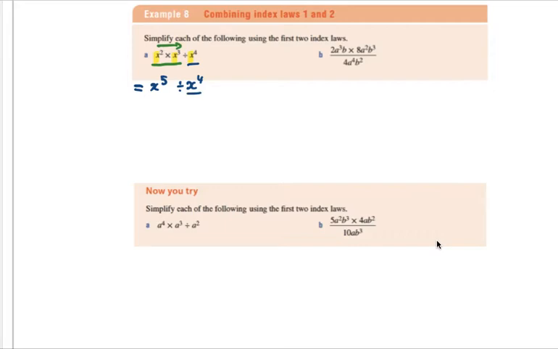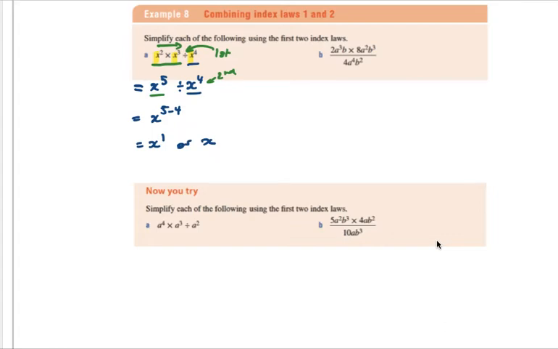What's our next step? Well, we need to use our second index law. So that's using our first index law. Now we want to use our second. So this becomes x to the 5 minus 4, which becomes x to the 1, or simply just x. So all of that cancels down to x.